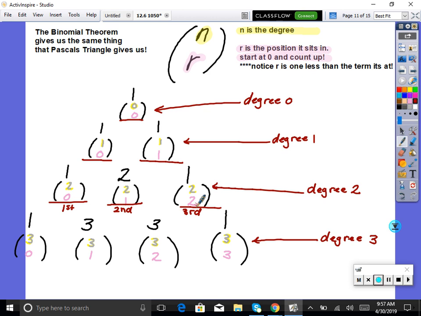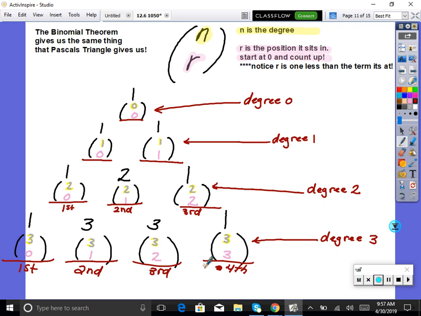There's not a 0th term. Does that make sense, everyone? So right here, this is the first term. Do you guys see how it's 0 here? This is the second term. This is a 1. This is the third term. It's a 2. It's always 1 less than the term it's on. This is the fourth term, and it's a 3. Does that make sense, everyone? Because it starts at 0 and counts up. That's really important to notice.